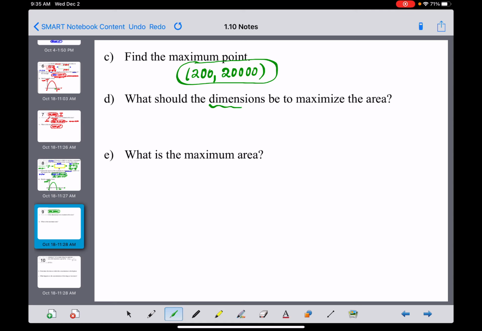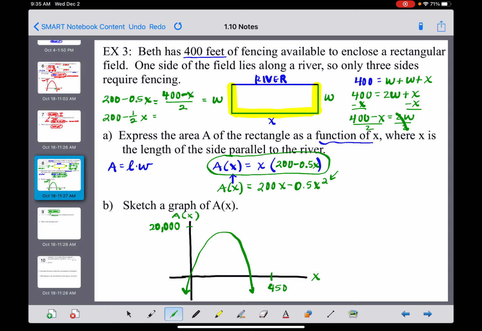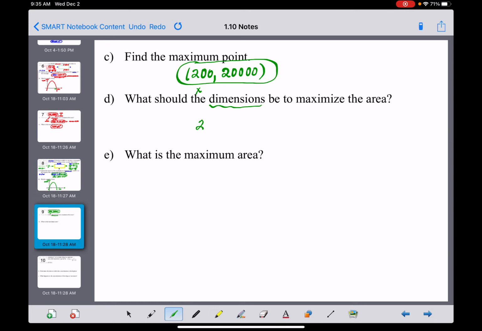So again, the dimensions, this one's a little trickier here. We want to find dimensions. Remember that this 200 was the x value. That's the side across from the river. So remember the side across from the river is the length. So the length is 200, and I believe this was in feet. So that is our length, but our width is not 200. Okay, this is not a square anymore.